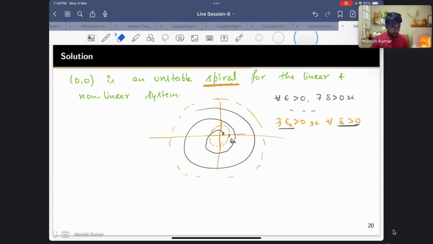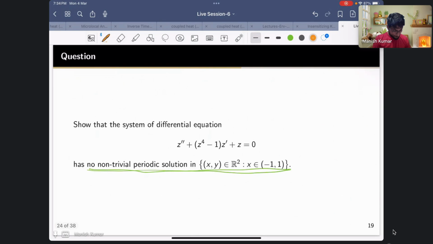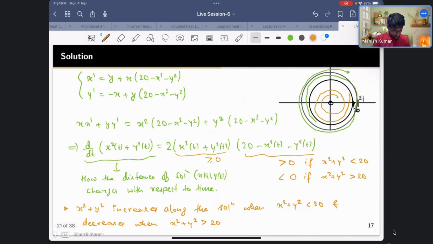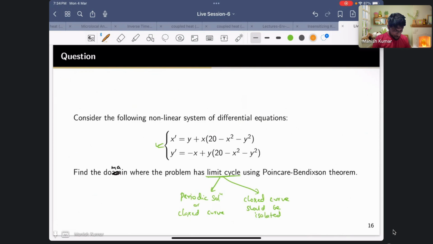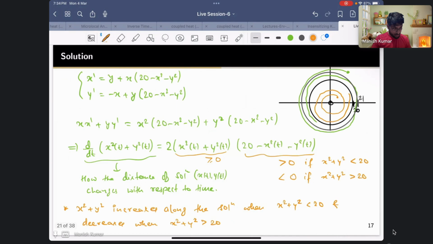One doubt, shall I? Yeah, sure. In the previous example, you told that x square plus y square is 0. In this example, you are saying that (0, 0) is also one of the equilibrium points. As per the definition, there should be some bounded region, right? So where does that region come from? Do we have to look near (0, 0) and make a ball? Where is that boundedness coming from?